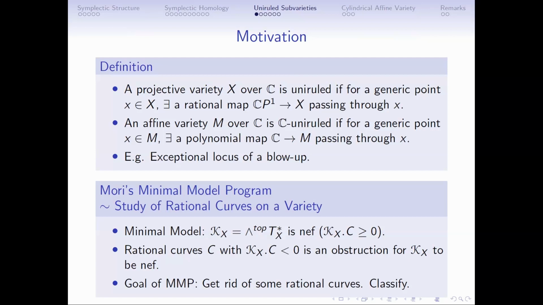property of a given algebraic variety, projective or affine. A projective variety is uniruled if, at a generic point, at every point, there is a projective line CP1 passing through that point. Then this is uniruled. An affine variety is C-uniruled if at every point there is a complex line C passing through the point like that.